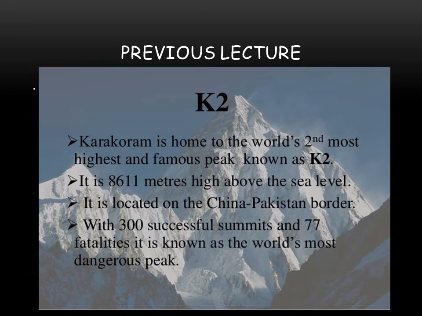The Karakoram, meaning black gravel, is a mass of rock and ice extending for more than 400 kilometers from Hunza to the Shyok River. The western end of this range lies in Pakistan. Karakoram is home to the world's second highest and famous peak, known as K2, which is also known as Mount Godwin Austen. It is about 8,611 meters above sea level. It is located on the China-Pakistan border in the Karakoram range, and I have told you that this is Pakistan's highest peak.